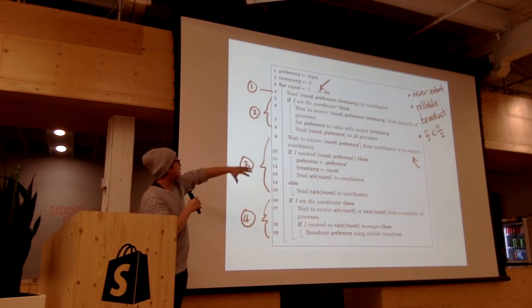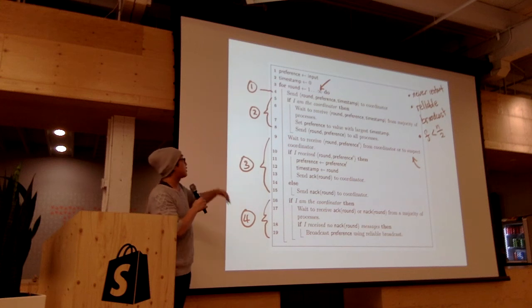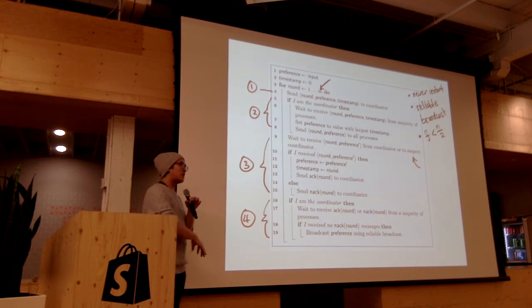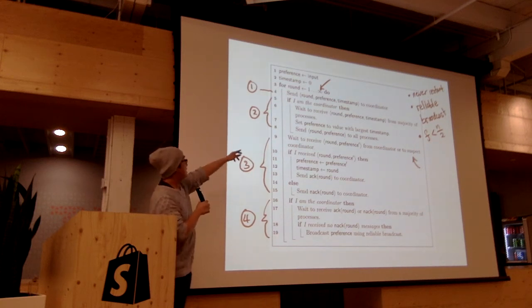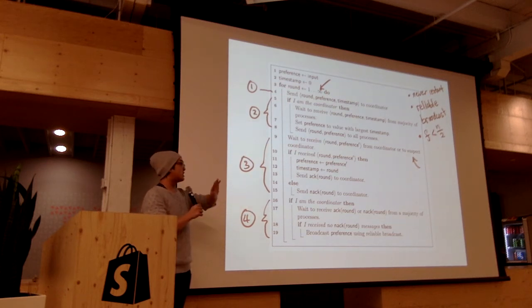The second part is the coordinator. The coordinator waits for a majority of messages, so it knows that say there are n processes. It'll wait for n divided by 2 plus 1, or n divided by 2. Which one is bigger? It'll pick the preference with the biggest timestamp, which means the preference it receives is the one the node thinks is the latest. And then it sends that preference and the round number to all the processes.